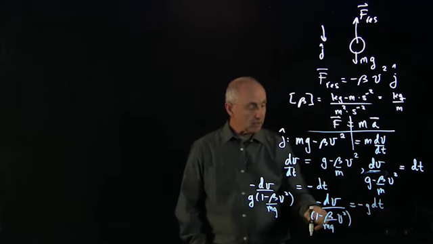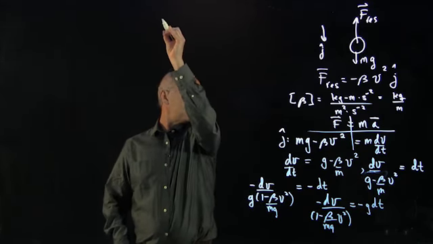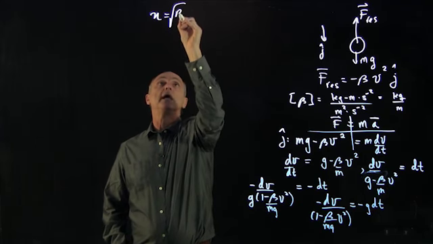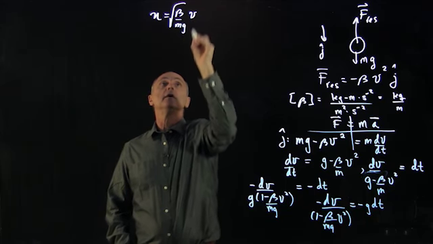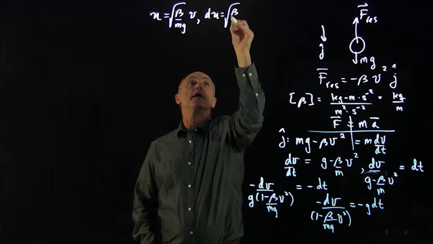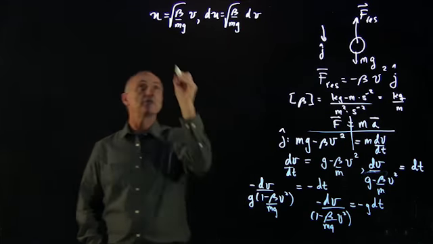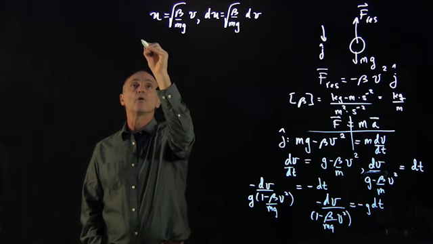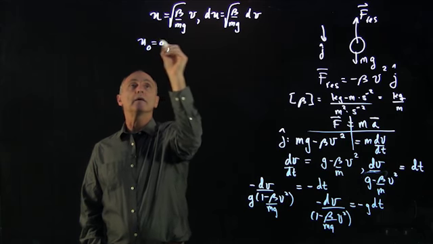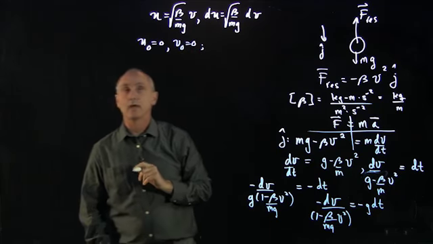Now, the trouble here is this integral is a little bit complicated, so I'd like to make a change of variables. My change of variables will be u equals the square root of beta over mg times v. And that implies that du is the square root of beta over mg times dv. And the limits: if we start our object at rest, so v naught equals 0, then u naught equals 0. That's our first limit.